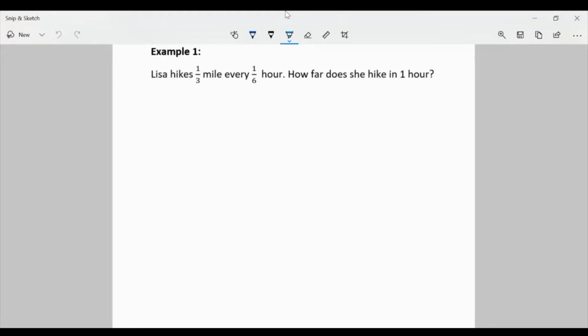All right, so let's look at example number 1. Lisa hikes 1/3 of a mile every 1/6 hour. How far does she hike in 1 hour? So let's look at our rates. I have 1/3 of a mile and 1/6 of an hour. Okay, so we want to figure out our miles per hour, right? So we want to go the miles divided by the hours. So 1/3 divided by 1/6.